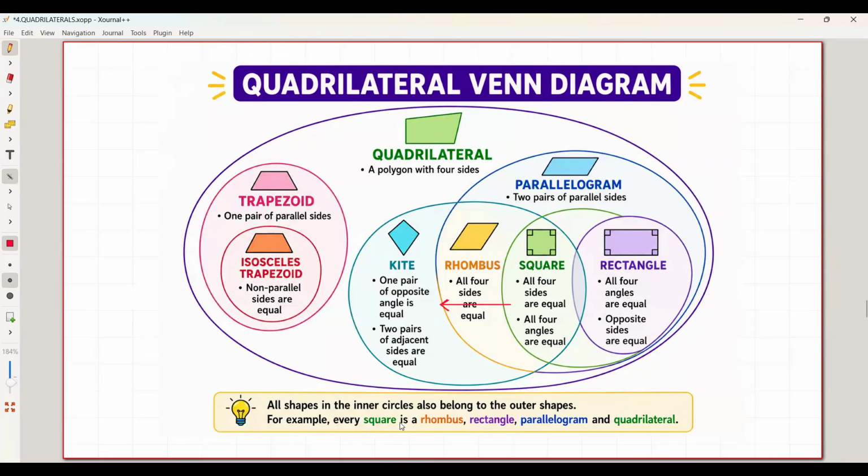Yes, sir. A square satisfies all the properties of a rhombus, and the kite, and the parallelogram, and the rectangle. So that's why they have given that every square is a rhombus, rectangle, parallelogram, and quadrilateral.